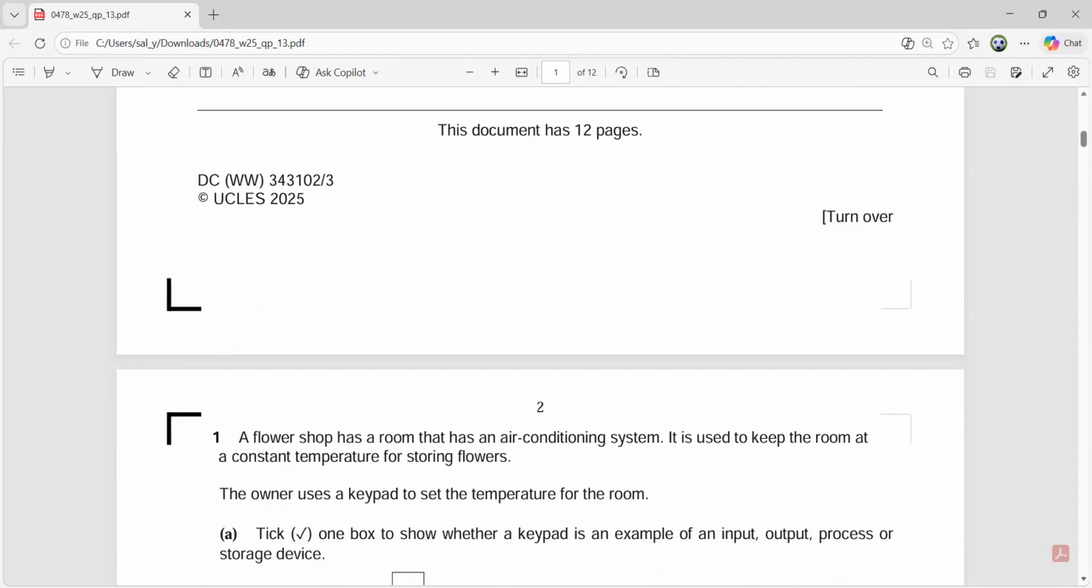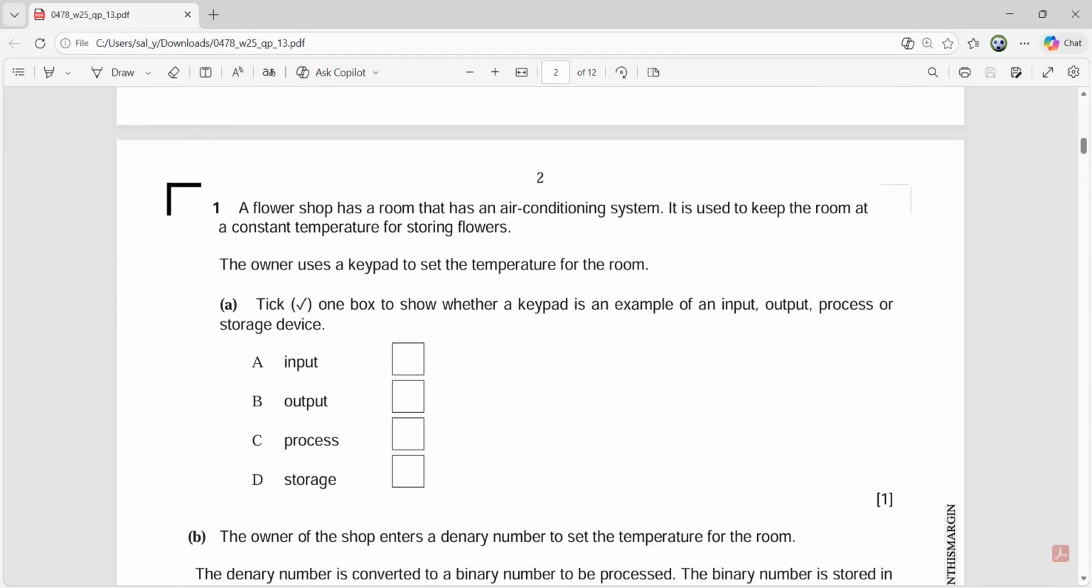The first question, paper 1. A flower shop has a room that has an air conditioning system. It is used to keep the room at a constant temperature for storing flowers. The owner uses a keypad to set the temperature for the room. Tick one box to show whether a keypad is an example of an input, output, process, or storage.